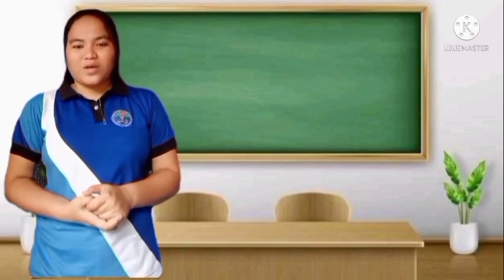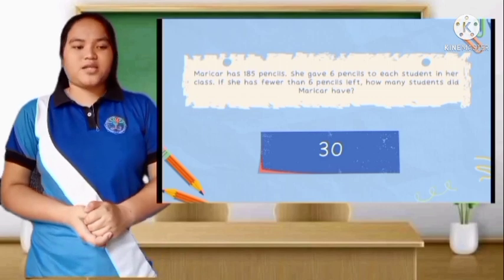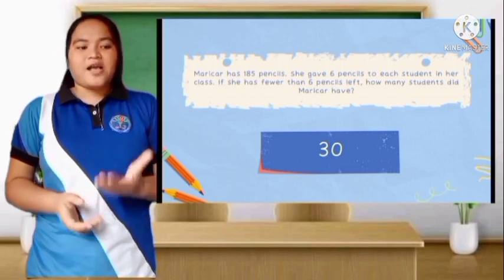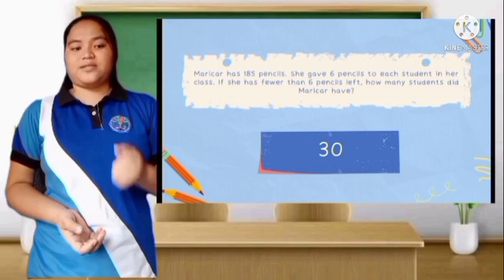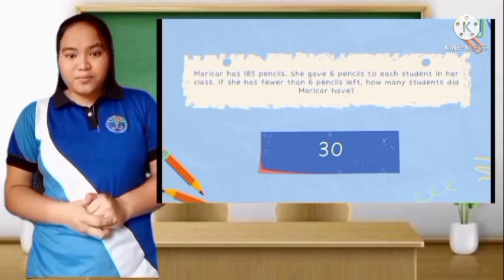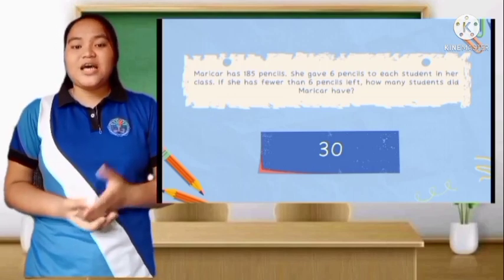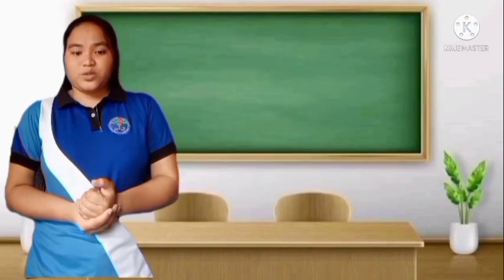Let's proceed to our question number 2. Maricar has 185 pencils. She gave 6 pencils to each student in her class. If she has fewer than 6 pencils left, how many students did Maricar have? So, ang tinatanong po dito is, how many students? So, the given answer is 30 students. So, paano nga ba natin nakuha yung 30 students na yon?